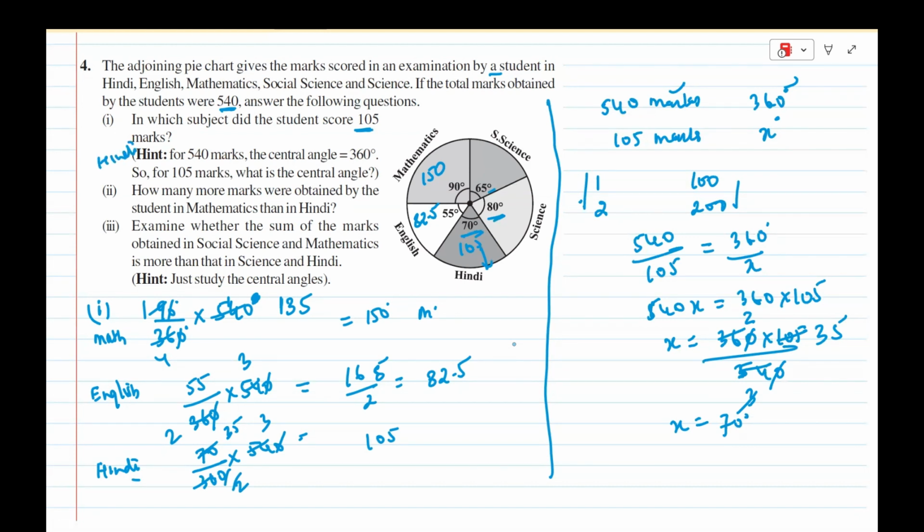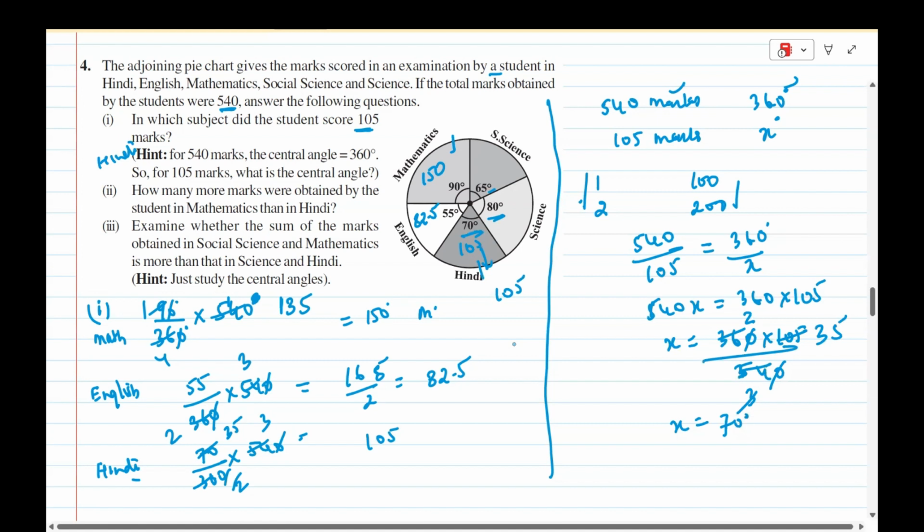Second question says, how many more marks were obtained by the student in mathematics than in Hindi? See, we already calculated it is 105 in Hindi and 150 in maths. How we did? Like here. So we can find out the difference. For question number 2 here, how many more marks were obtained by the student in mathematics? So the difference is math minus Hindi. Math he scored 150 and in Hindi he scored 105. So the difference is 45 marks. Correct?